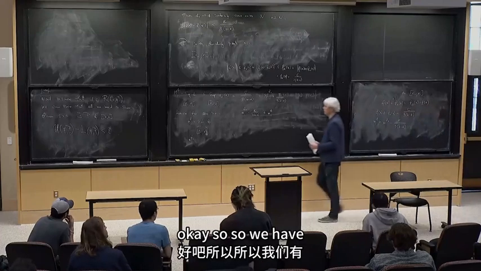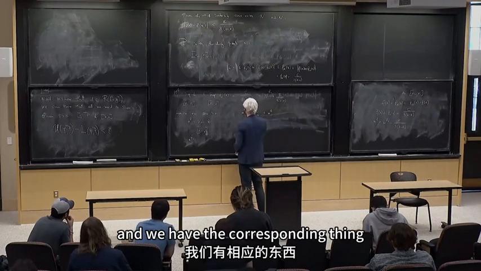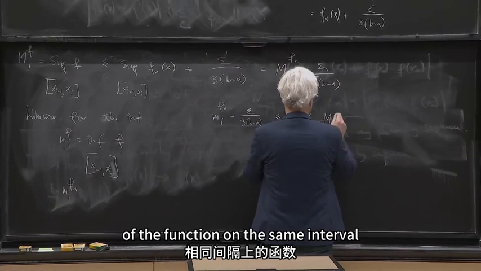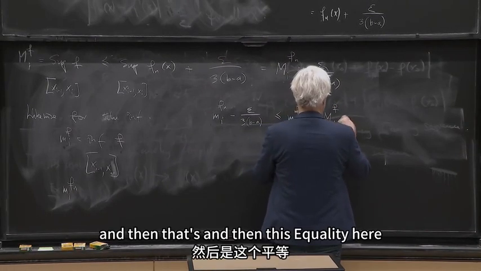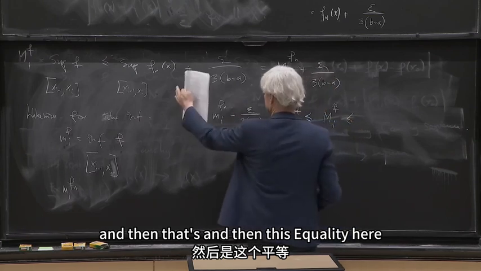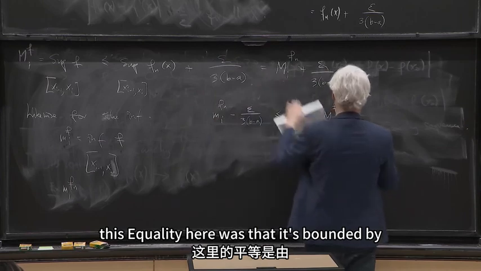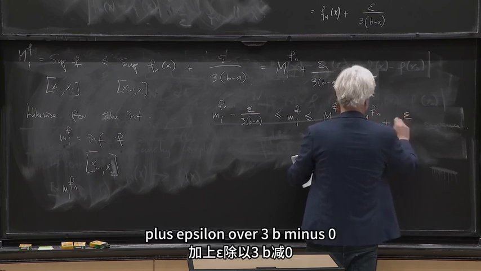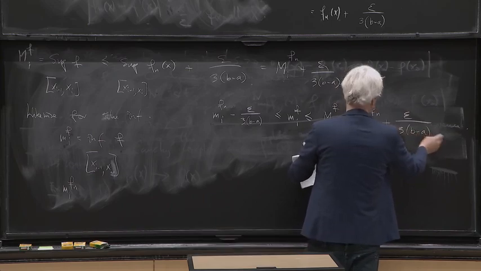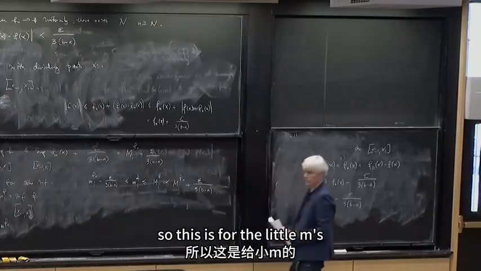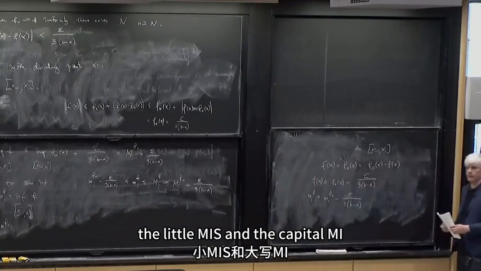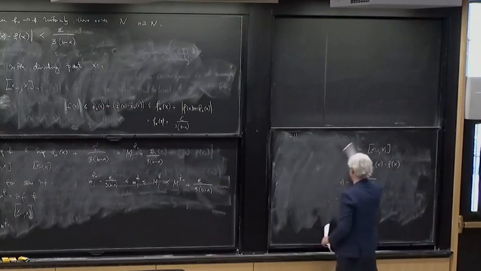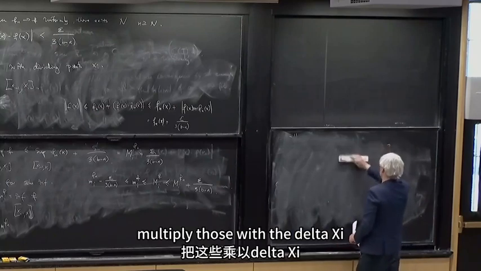Okay, so we have this thing here, and we have the corresponding thing. This is less or equal to the maximum of the function on the same interval, and then this equality here. This equality here was that it's bounded by this guy here plus epsilon over 3(b minus a). Okay? So this is for the little m_i's and the capital M_i. And now we need to sum these guys, and we need to multiply those with a delta x_i.